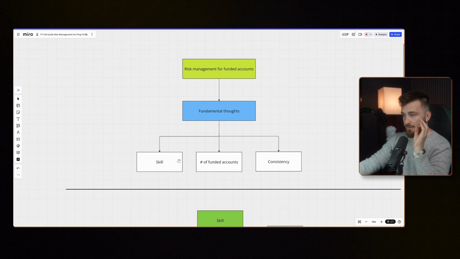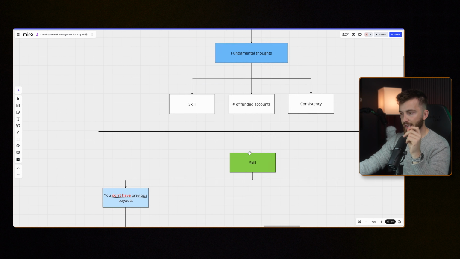My payouts are not huge. I get $2,000, $3,000, $4,000, $5,000 payouts here and there. You're not gonna see me getting a $50,000 payout anytime soon. My biggest payout so far was over $30,000, but still, that was because I was risking way more, right? So, skill, number of funded accounts, and consistency.